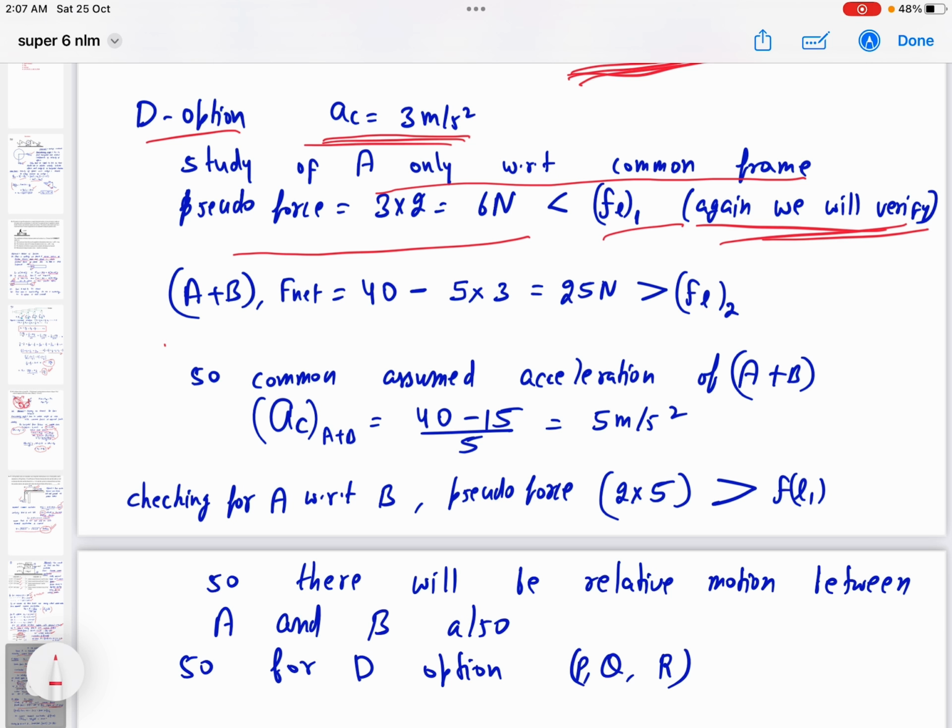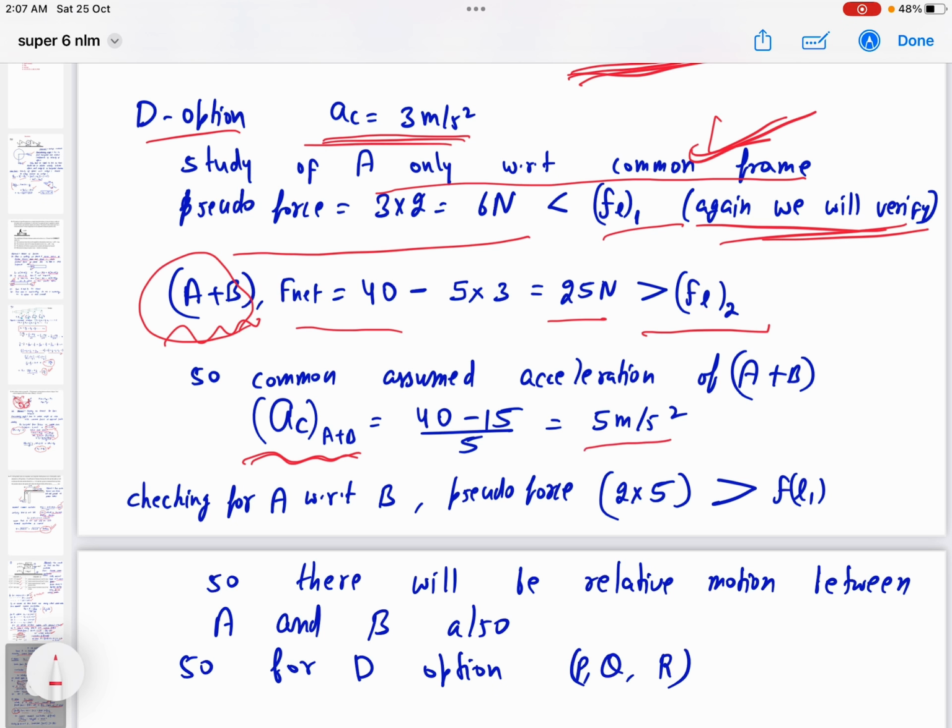So now I am checking A and B as one mass. Net force is 25 Newton, greater than limiting value. So there will be relative motion between B and C. Now, if A and B are moving together, as the idea I am getting from here, then what is their common acceleration? So their common acceleration is what, beta? 5 meter per second square.